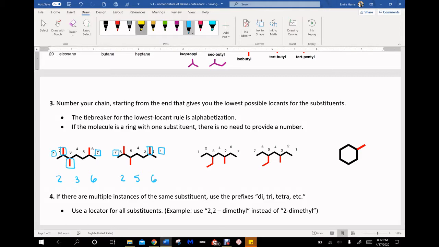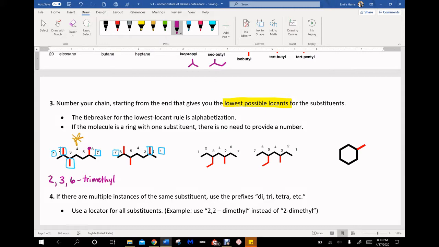Okay? And so what we're going for is the lowest possible locants. So 2, 3, and 6 are lower than 2, 5, and 6. So that means we would choose this system of numbering for those particular carbons. And so we have 3 different methyl groups, so we'll list their numbers. They're on carbon 2, carbon 3, and carbon 6. Then, because there are 3 of those groups, we'll include the prefix tri. So this is trimethyl.